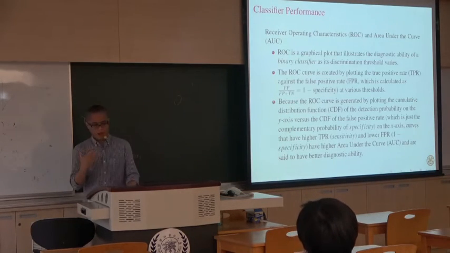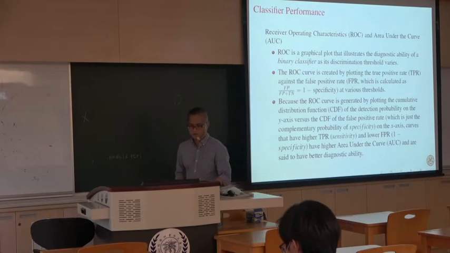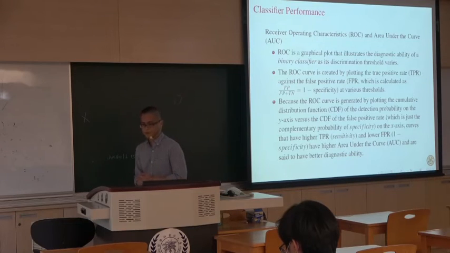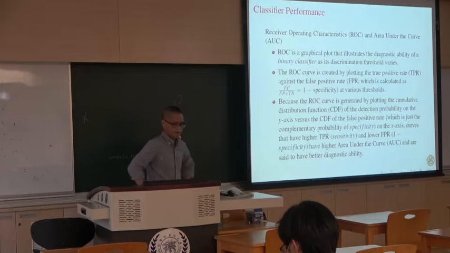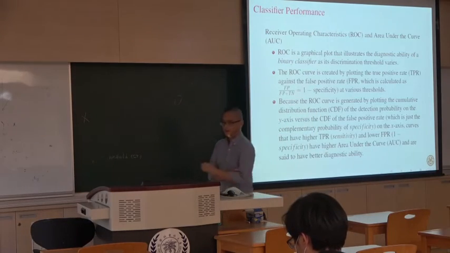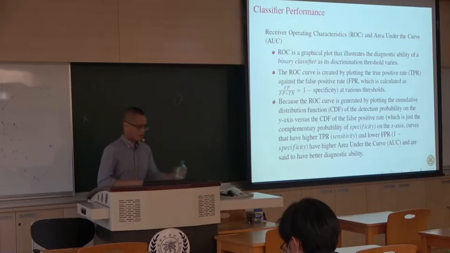So now, since we have the matrix, we introduce methods to visualize their performance based on this matrix. The first one is ROC, or receiver operating characteristic, and area under the curve. These two concepts are different sides of the same coin.